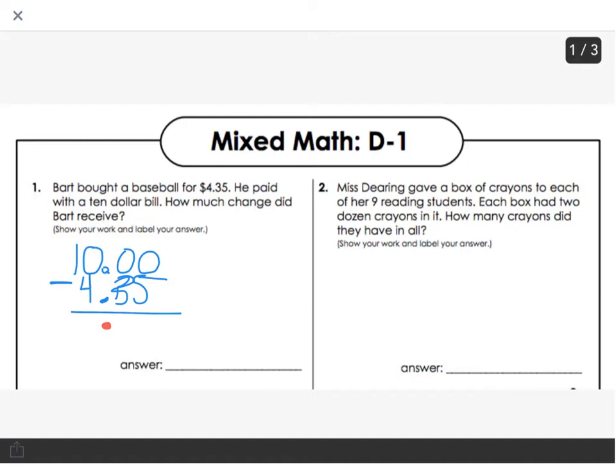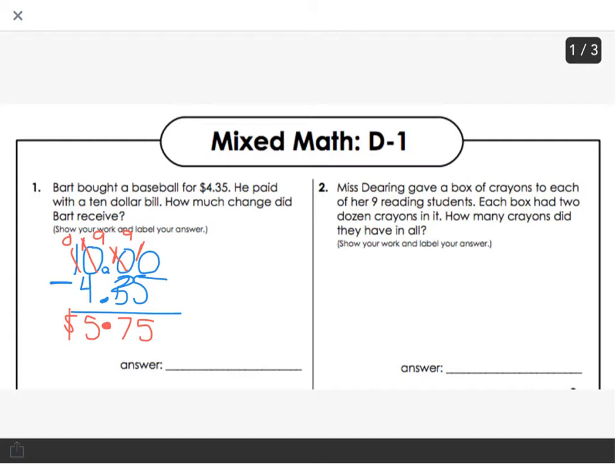We can't do 0 minus 5. We can't borrow from one spot over or two spots over. We have to borrow all the way from the front. That doesn't help us. So I'm going to have to borrow again, turn that 10 into a 9, turn that 0 into a 10. I still can't do 0 minus 5, so I have to borrow one last time. Now I can do 10 minus 5, which is 5, 9 minus 3, which is 6, 9 minus 4, which is 5, and I don't have anything left over here. So for this first question, if we do $10 and no cents minus $4.35, our answer is $5.65.